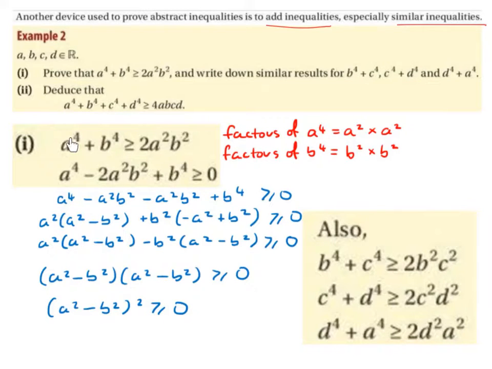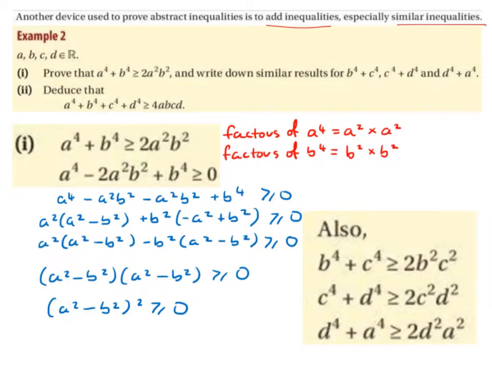So we have a to the power of 4 plus b to the power of 4 is greater or equal to 2a squared b squared. So the first thing we're going to do is bring the 2a squared b squared over the equal sign, and it becomes minus 2a squared b squared. So we have a to the power of 4 minus 2a squared b squared plus b to the power of 4 is greater or equal to 0.